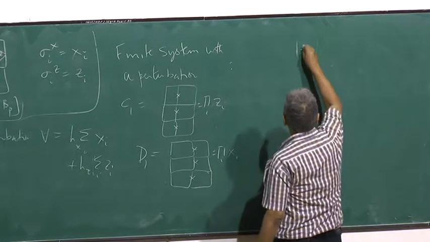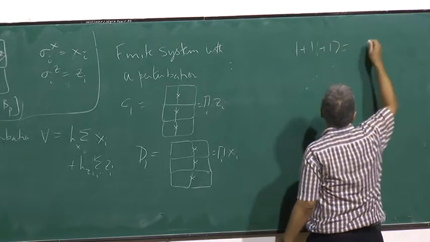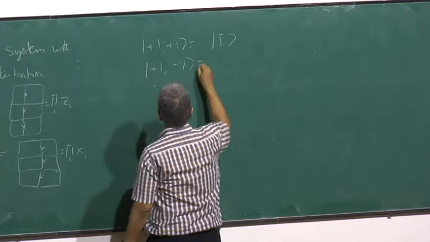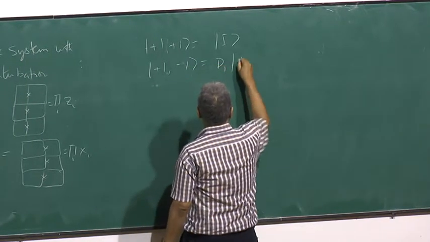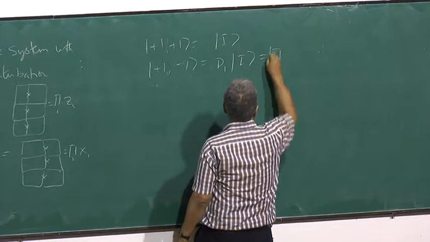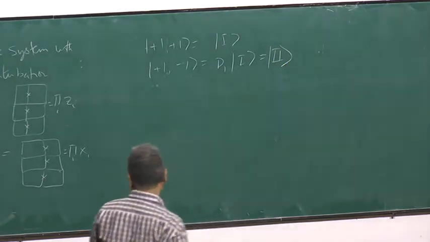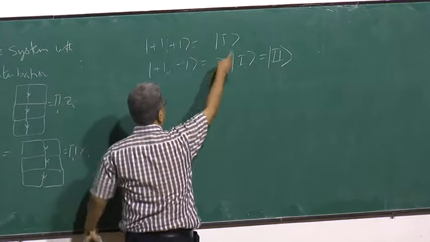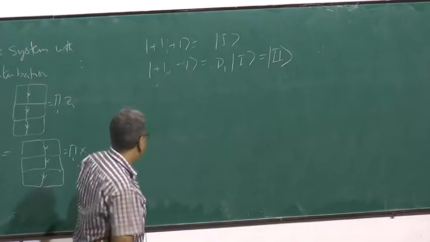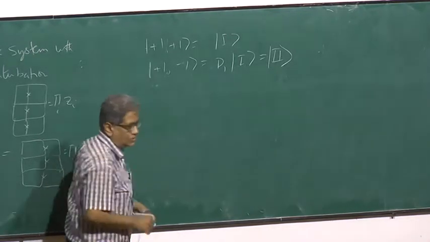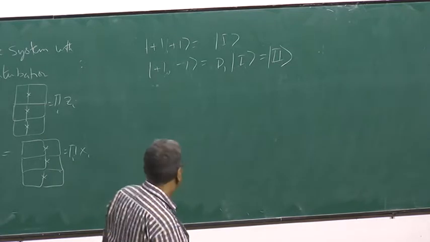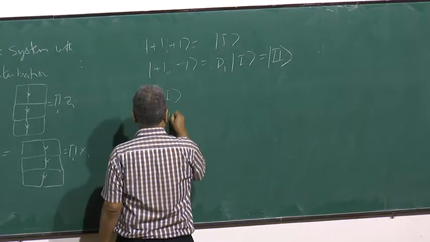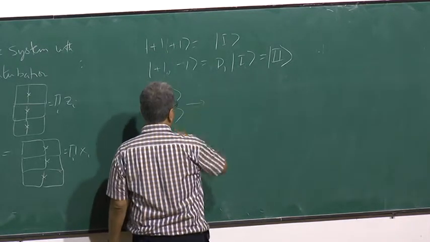So there was this state |+1,+1>. Okay, so now I really need a notation, I think. So |+1,-1> was D1 acting on |1>, which gives you |2>. So the question is, is there any mixing between these two states? Let's just worry about these two states, let's ignore the other two states. So I'm trying to write down a Hamiltonian for these two states. So it will be a 2 by 2 Hamiltonian.